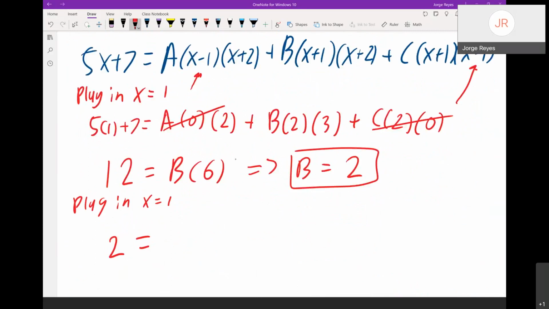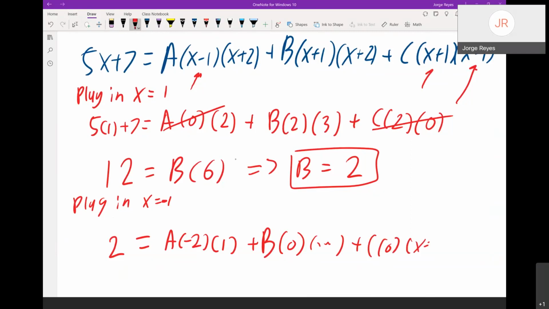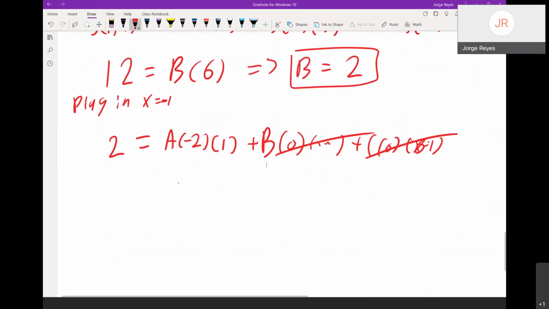If you plug in -1, you're going to get a -2, 1, plus... look, now this thing is 0, so I don't care. And this thing is 0, so I also don't care. So this is the magic. If you plug in zeros, all of the letters are going to cancel, so you just automatically get an answer. Right here, 2 equals -2a. That means a equals -1. Ta-da, we're done.